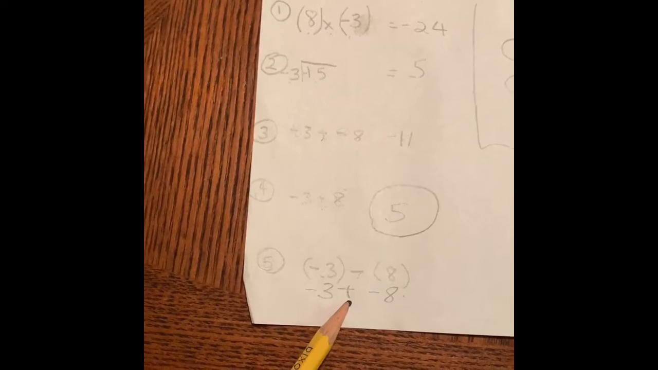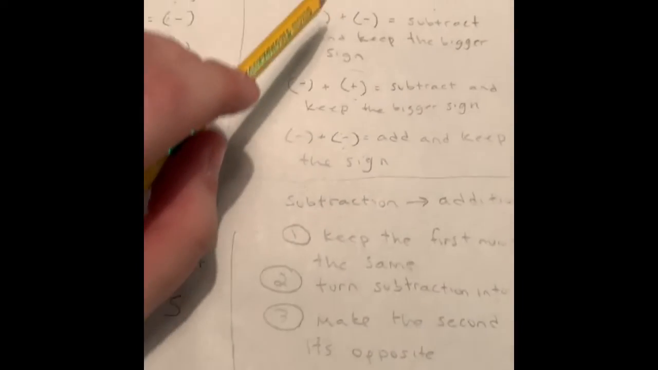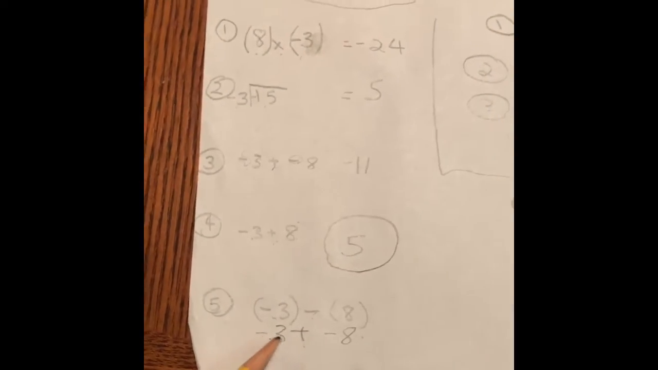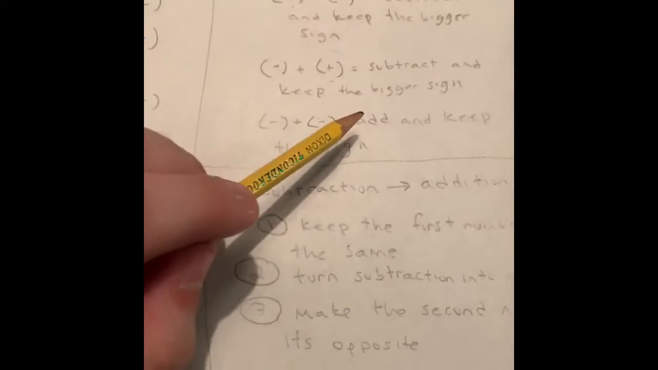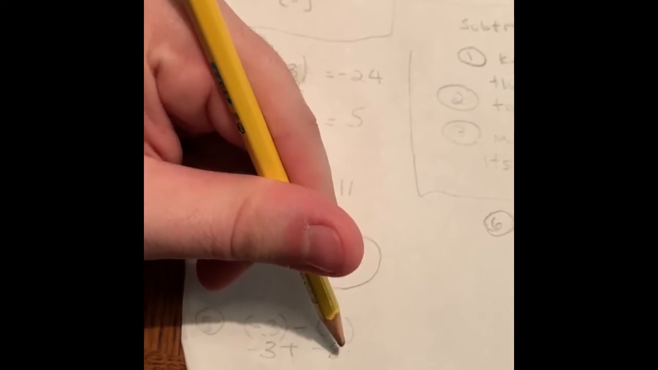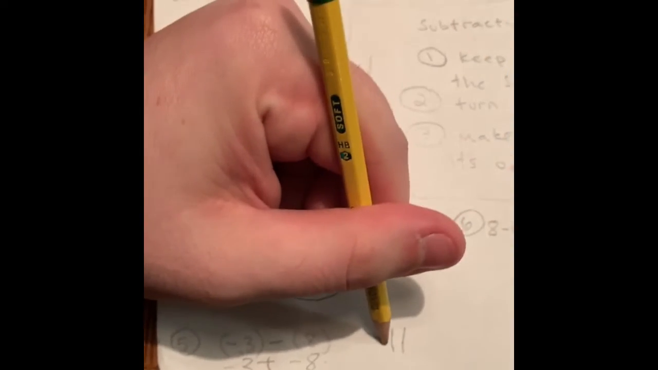So now we have the addition problem, so we can go up and use our addition rules. We have a negative plus a negative, add and keep the sign. So 3 plus 8 is 11, and the sign we're keeping is a negative.